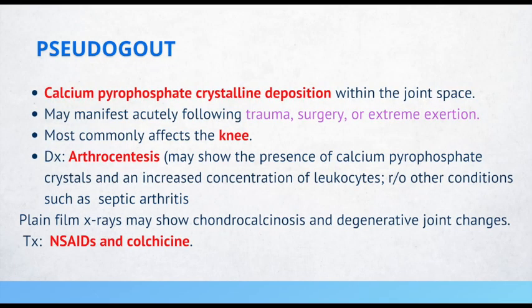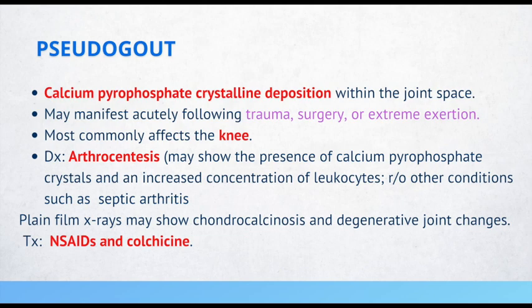So let's begin. Pseudo-gout. In this condition, patients will have calcium pyrophosphate crystalline deposition within the joint space. This may manifest acutely following trauma, surgery, or extreme exertion. It most commonly affects the knee.